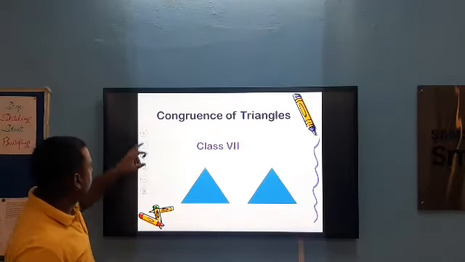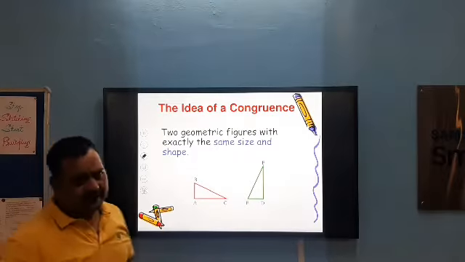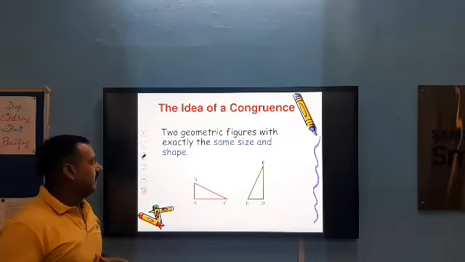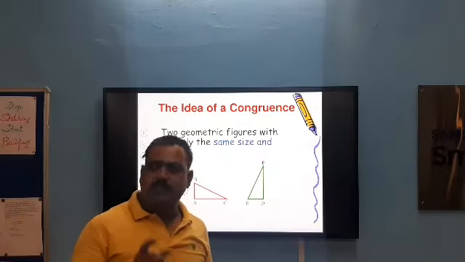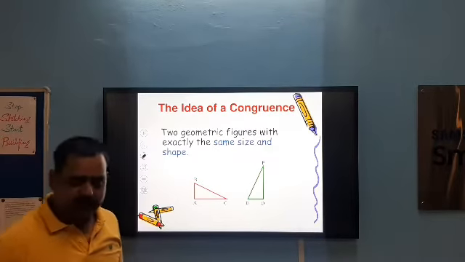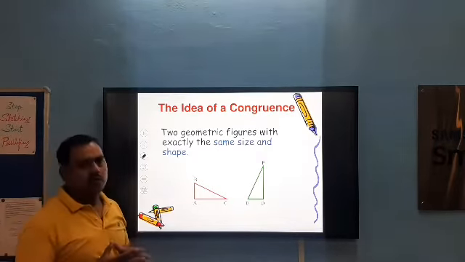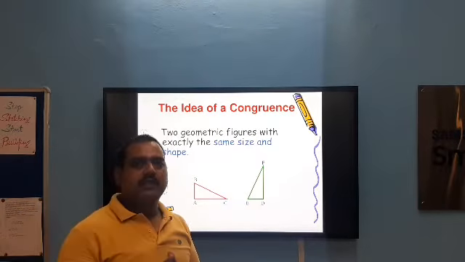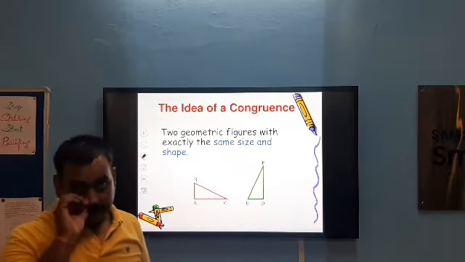So let's start. The idea of congruency is that if two geometrical figures have exactly the same shape and the same size, then the figures are known as congruent to each other. This applies to each and every type of geometrical figure.